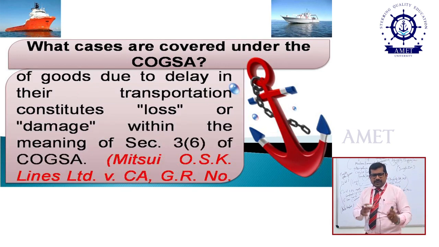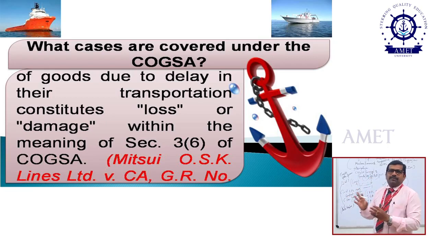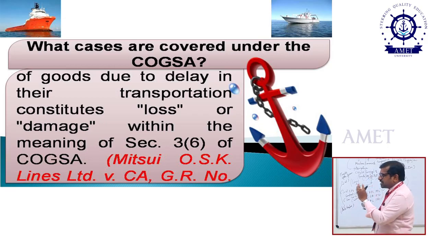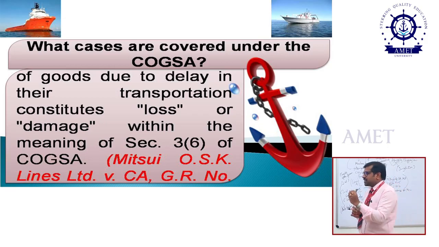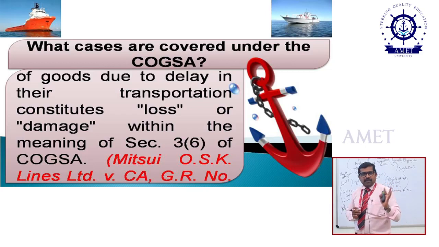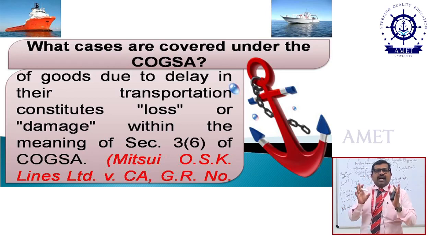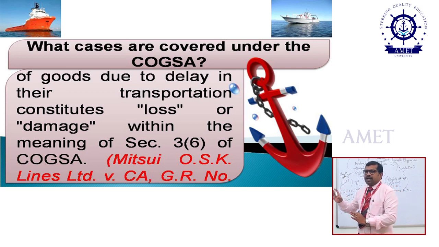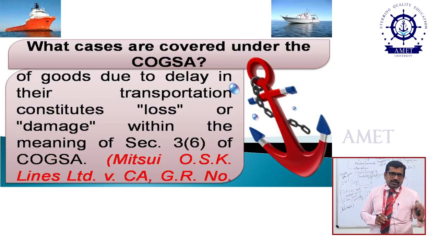Now, sir, loss or damage you are saying, is there any other case law? Yes, as per section 3, subsection 6 of COGSA. COGSA means Carriage of Goods by Sea Act, year which you all know very well, 1925. There is one case law, Mitsui OSK Lines Limited versus CA, GR number. The first party is always called the petitioner, the second party is called the respondent. Through this case law only they have given the judgment. This act may be applicable only for two reasons, one is damage, another one is loss.